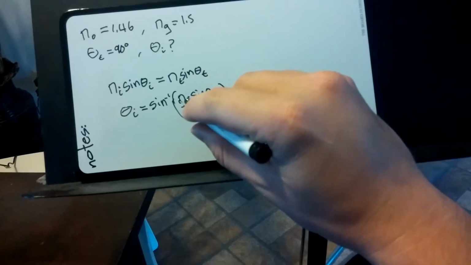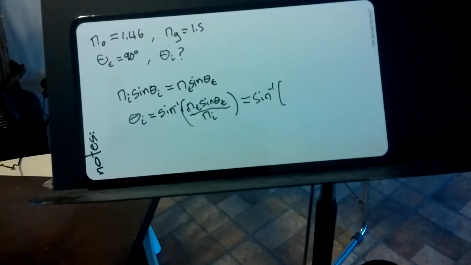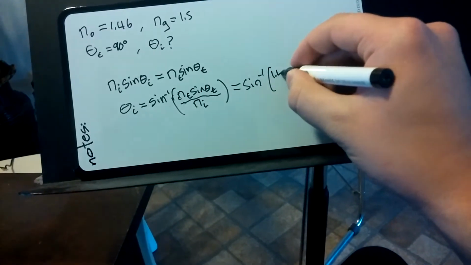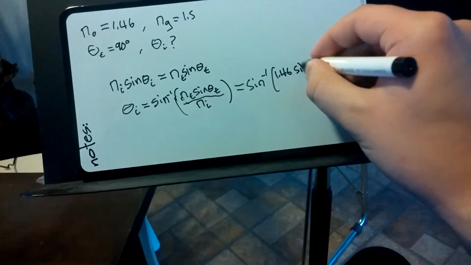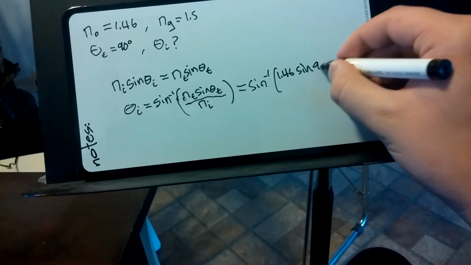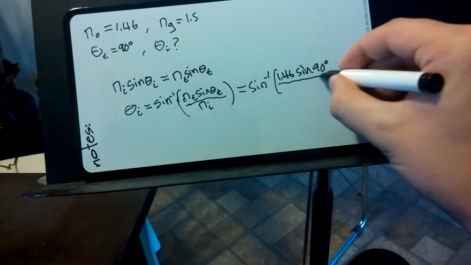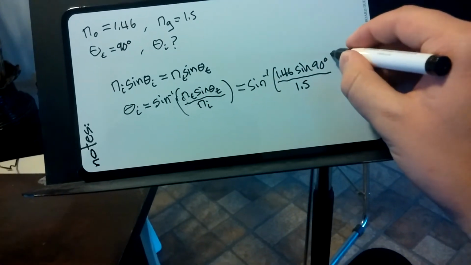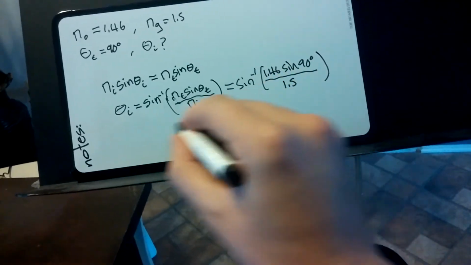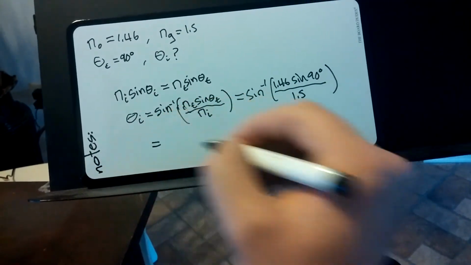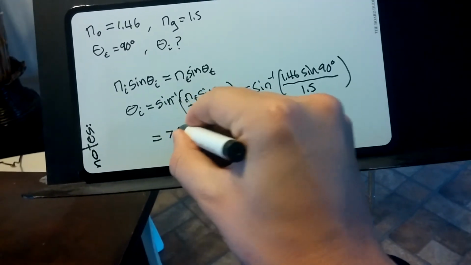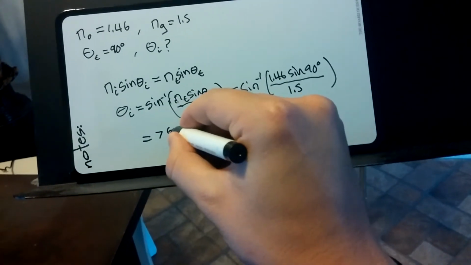Okay, so the transmitted will be what it's going into. The light starts in the glass, so that's incident. Transmitted will be oil. And so therefore, that is going to be the 90 degrees. And then that will be the glass. And if you solve for that, you get 76.7 degrees.